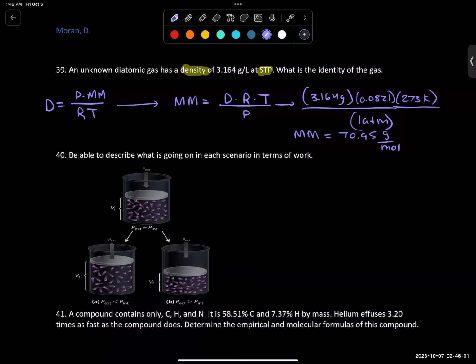So it has to be either fluorine, oxygen, nitrogen, chlorine, bromine, or iodine. But to be honest, bromine and iodine are both not gases at this temperature, so it wouldn't make sense for them to be in this problem.